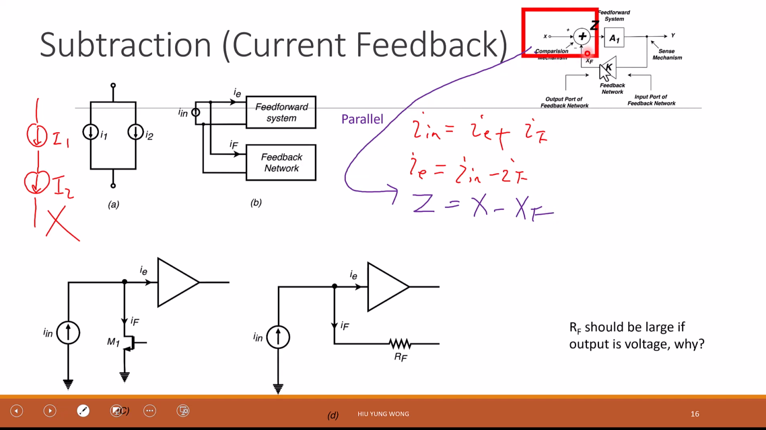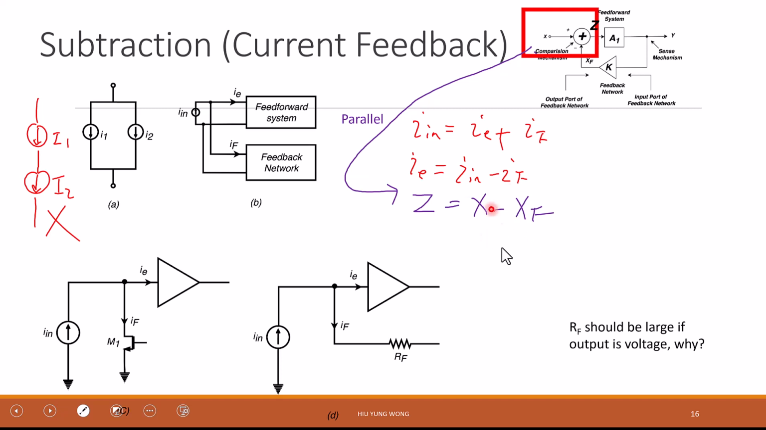First, we did not say whether this is current or voltage. This is just a block diagram. I say I have two quantities, X minus XF equal to Z. I did not say this is a voltage or current. When I do the derivation, I did not say whether it's voltage or current. I get all the equations without the need to specify whether it's a current and voltage. So now if I can build a system so that IE equal to I in minus IF, isn't that I map to this block diagram successfully? Then isn't that I can reuse whatever I derived earlier?